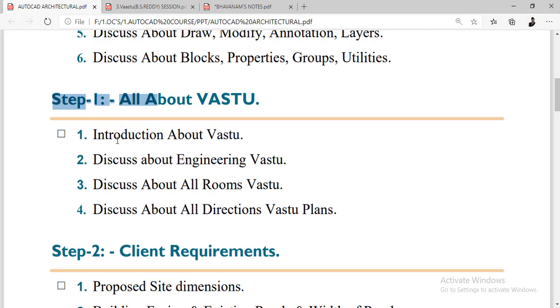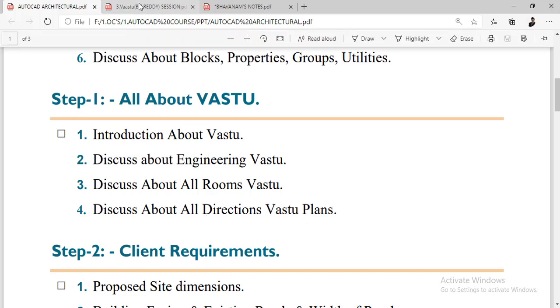In that Vastu, the first thing is the introduction about Vastu. The next one is to discuss engineering Vastu. The next one is to discuss all rooms' Vastu, for example if it is a master bedroom, where we need to put a bed and all these things, and after that, discuss all direction Vastu plans. These things we will learn.